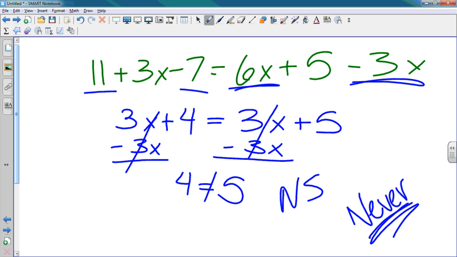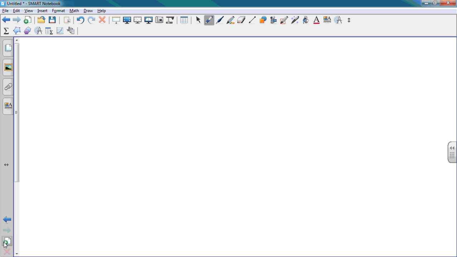So when I ask you, is the equation sometimes, always, or never true, and you come up with something like no solution, you're going to say never. Now, let's do another one. If the directions in your homework say, is the equation sometimes, always, or never true, you have to solve the equation, and depending on what you get is what answer you put.